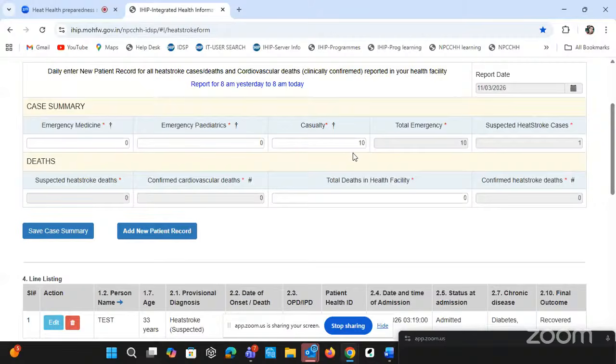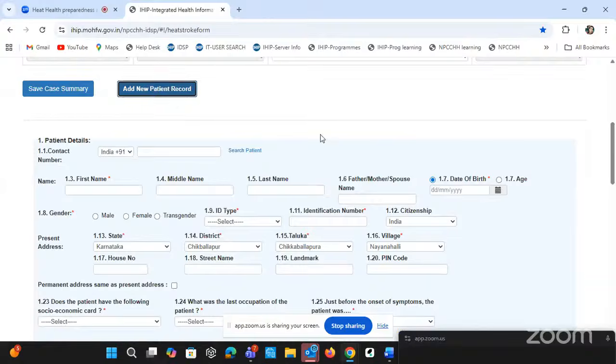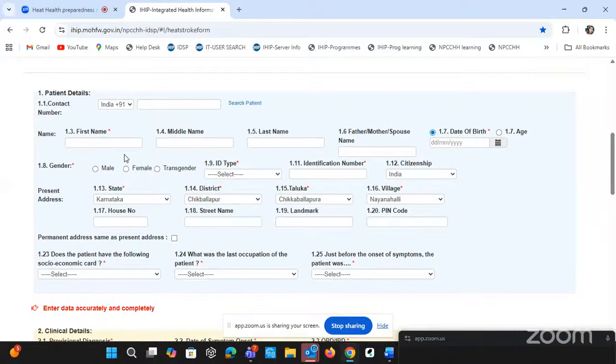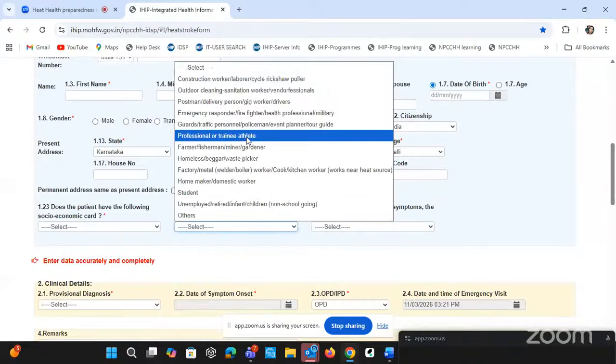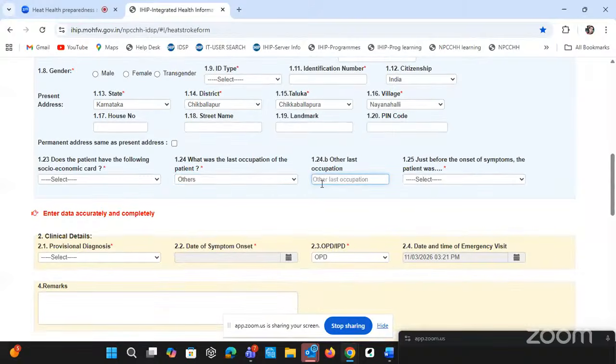If we go a bit below, Bhupesh, if we go to add new patient record. A few of these fields are mandatory. Quality of data over here is also very important. A few of the fields have a drop-down menu, for example socioeconomic card or occupation. So please select the best possible option. In occupation, if we select others, you have to write in detail about which occupation it is. This is frequently left empty.